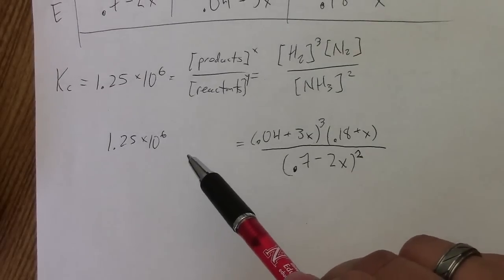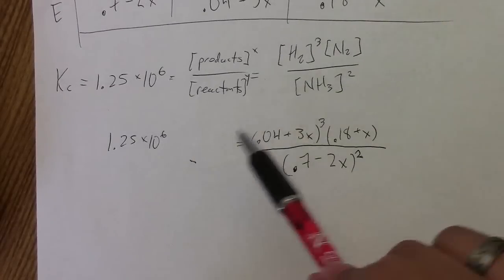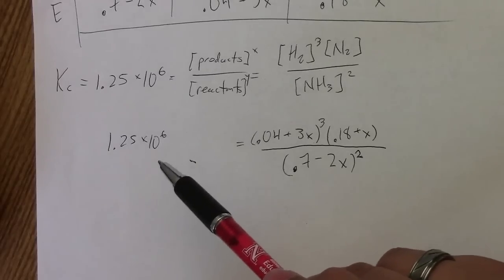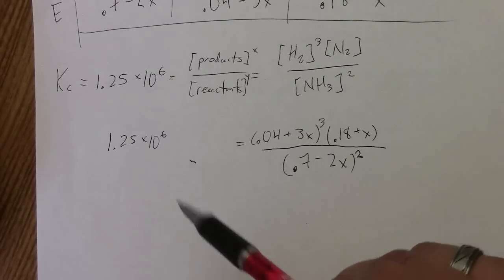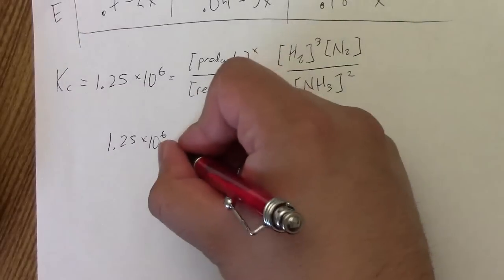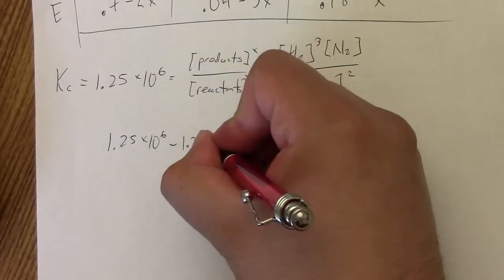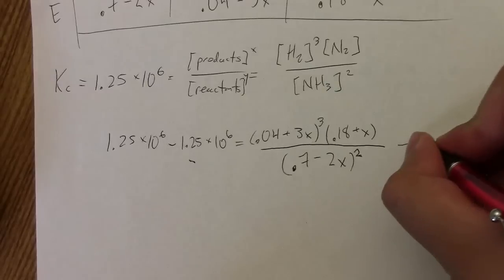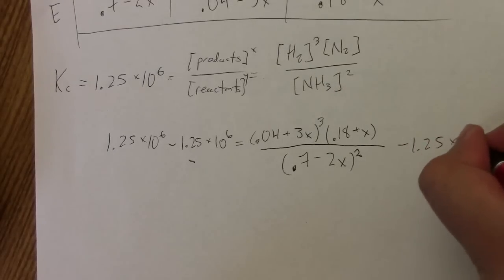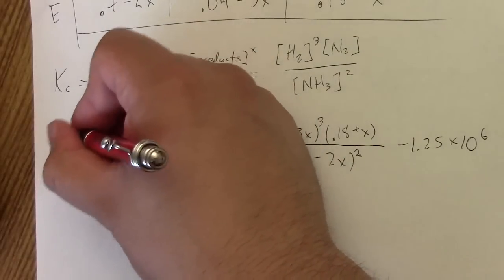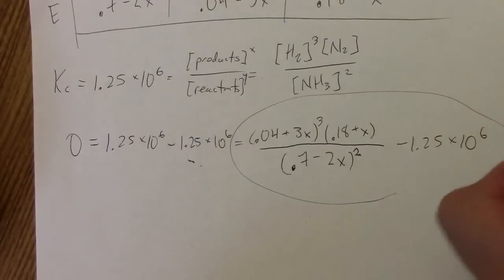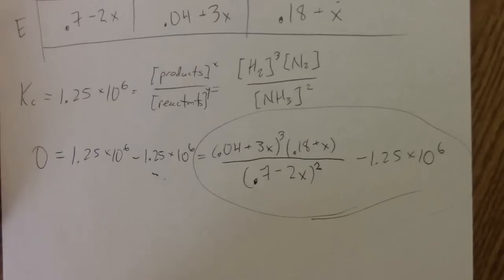All right, so let's make the left side equal to 0. We can just subtract this value from both sides, and then the left side of the equation will be equal to 0. So we're going to take minus 1.25 times 10 to the 6th on both sides. This, of course, is going to just be equal to 0. So this ultimately is going to be what we enter into our calculator.